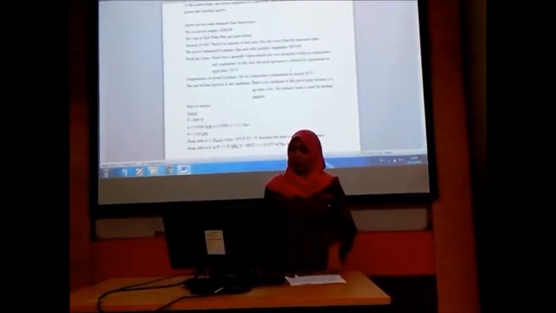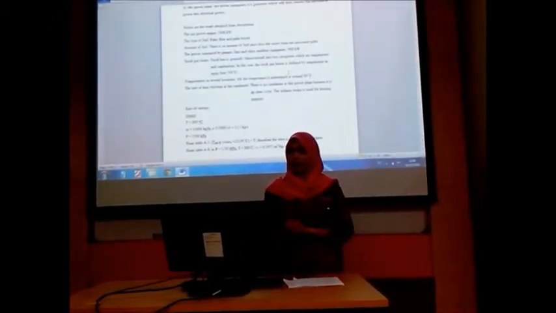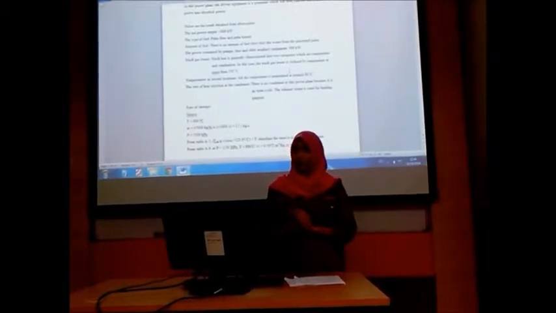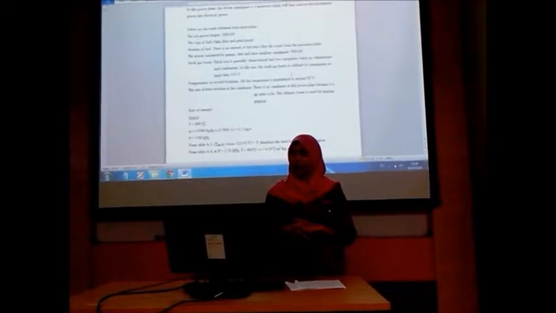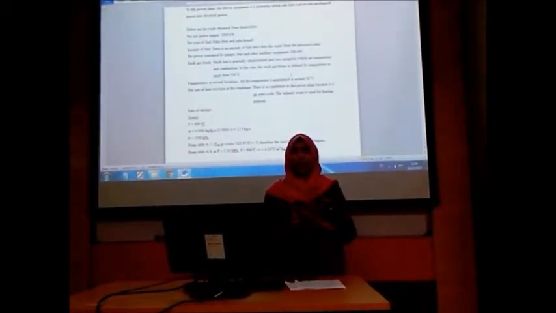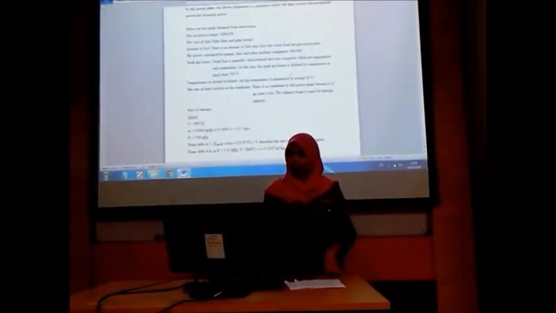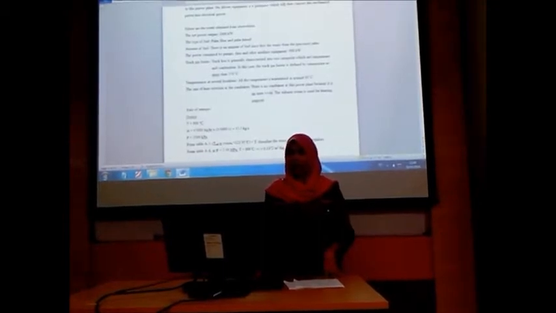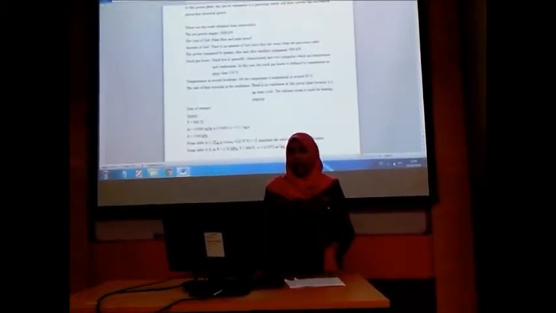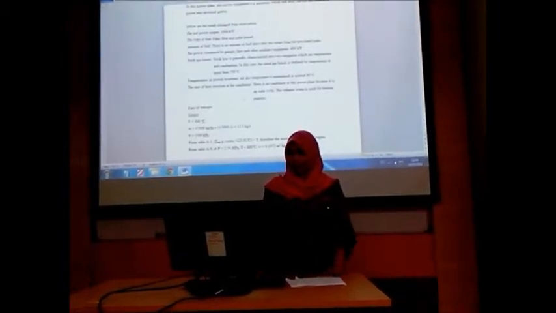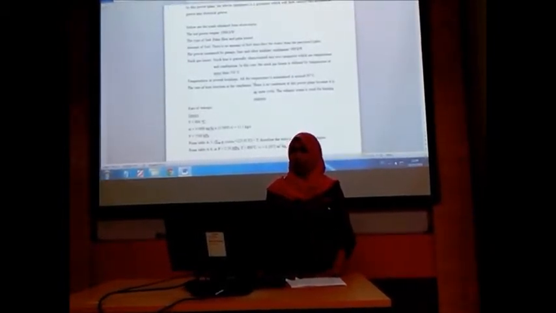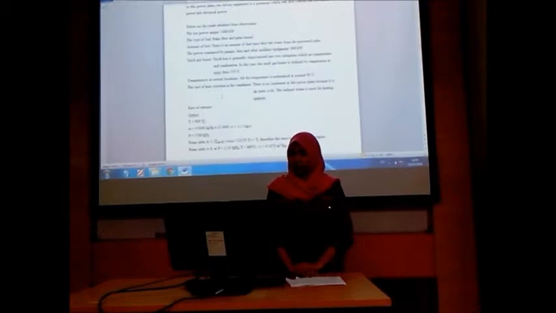There is no other power for fan and auxiliary equipment. Stack gas losses are characterized into two categories, which are temperature and combustion. In this case, it is defined by the temperature, which is more than 250. For temperature at several locations, all the temperatures are maintained around 90 degrees C. The rate of heat rejection at the condenser: since this power plant uses an open cycle, they have no condenser.